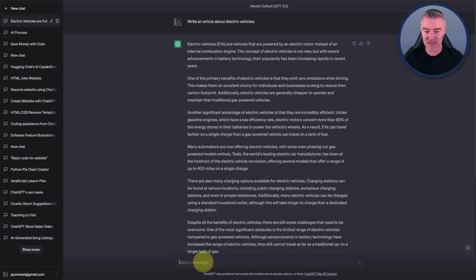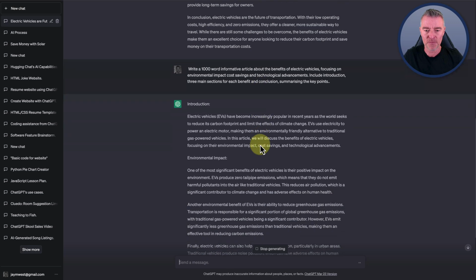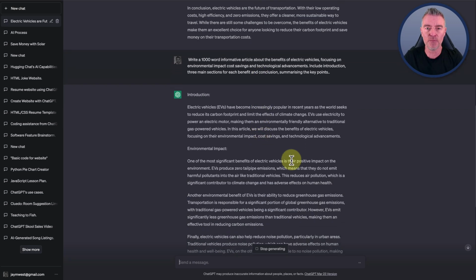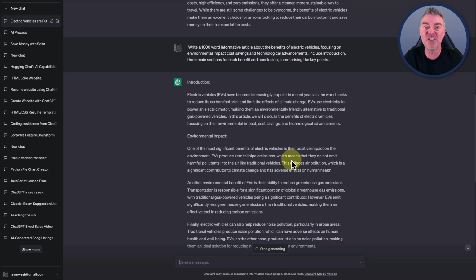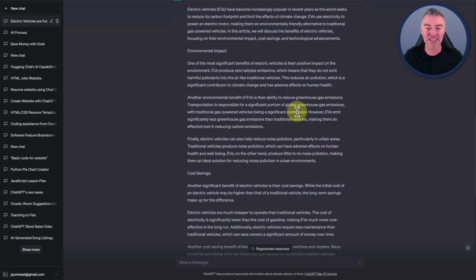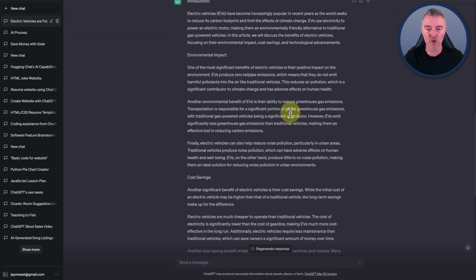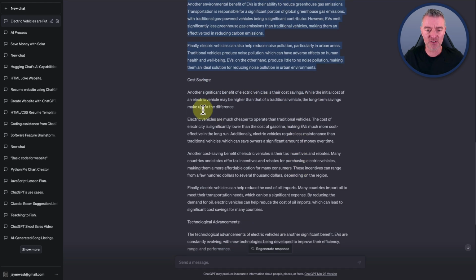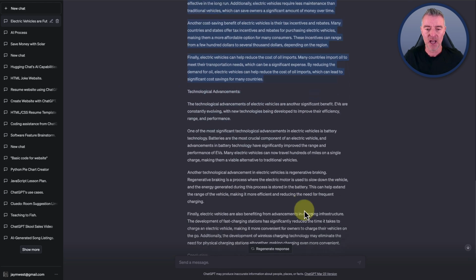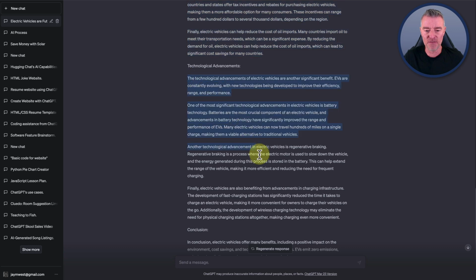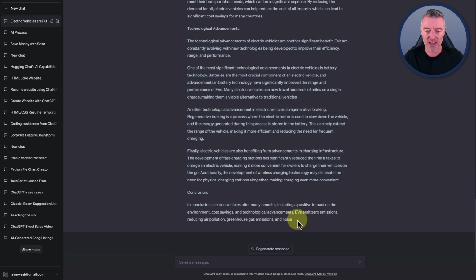Now that should get us a better quality of article. And this is what we mean by improving that prompt, engineering the prompt to get a better output. And now look at this one. Here we go. Electric vehicles have become increasingly popular in recent years. We've got our environmental impact right there. We've got our cost saving section right there. And we've got our technological advancements there, followed by a conclusion.